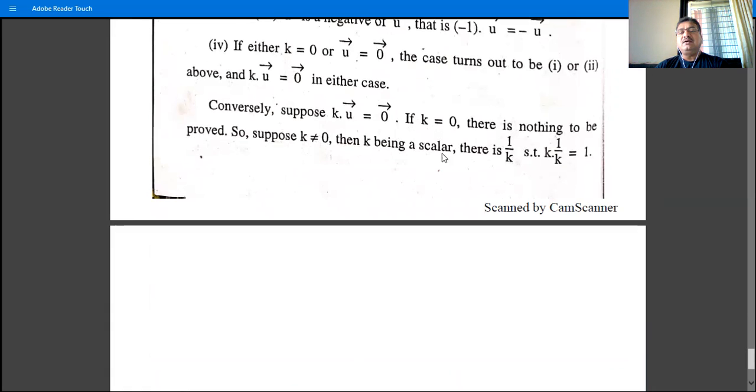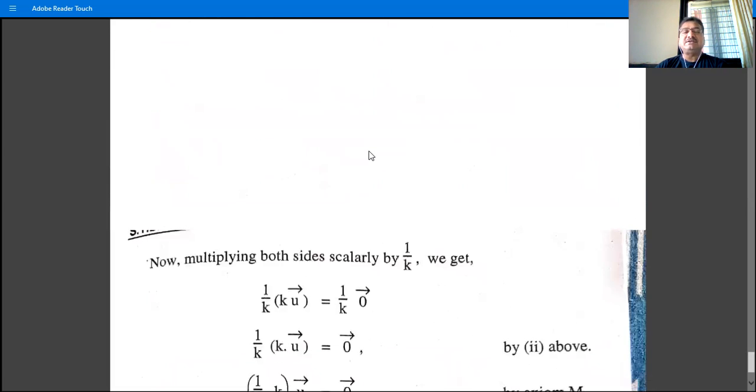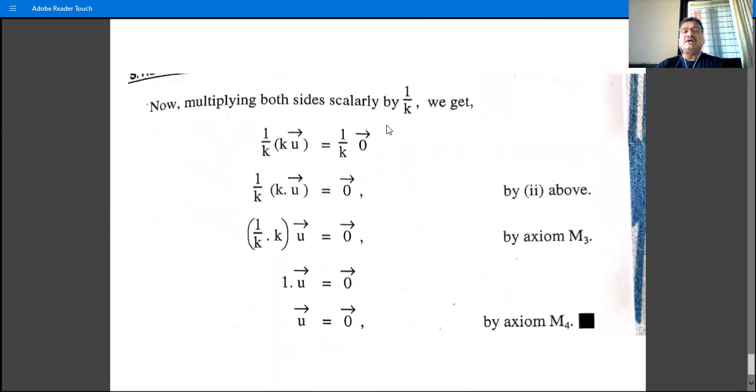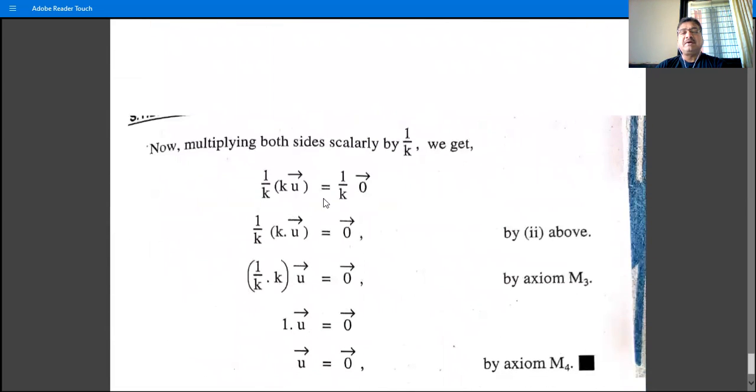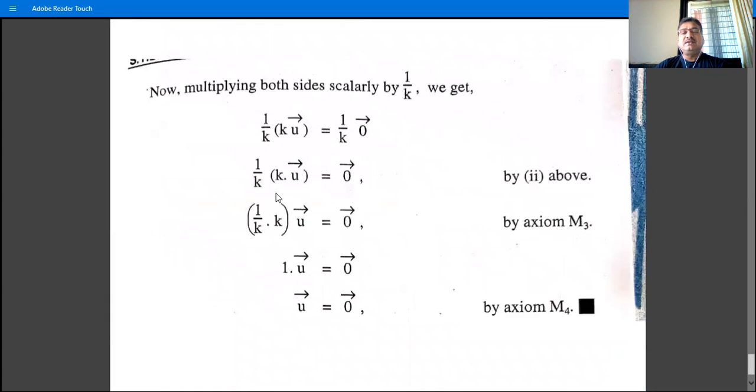Then k being a scalar, there is a 1 by k, that is, k into 1 by k is 1. So if k is not equal to 0, then 1 by k exists; its inverse exists. So multiplying both sides of k u bar equal to 0 bar by 1 by k, we have 1 by k into k u bar, and 1 by k into 0 bar is 0 bar by using proof number 2.